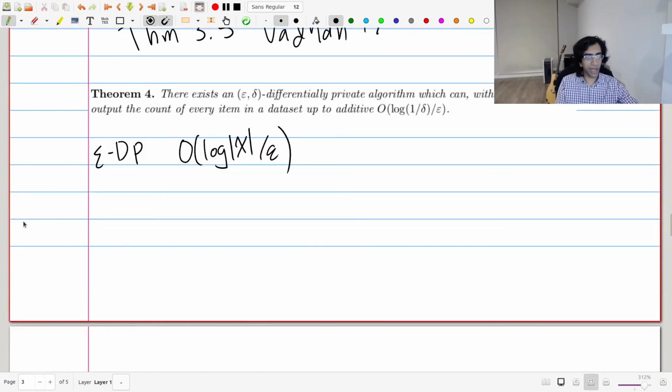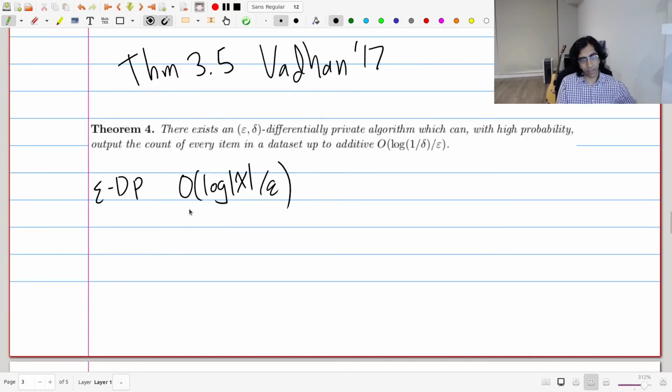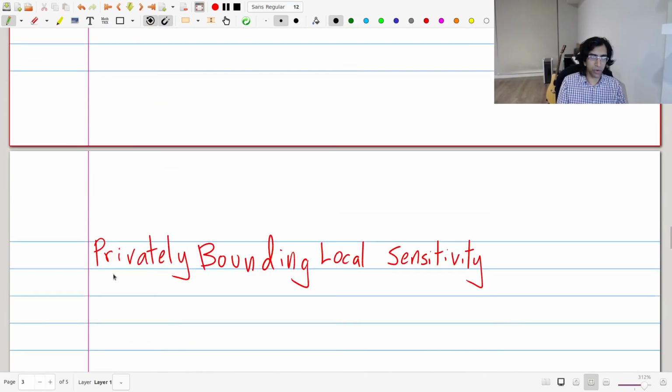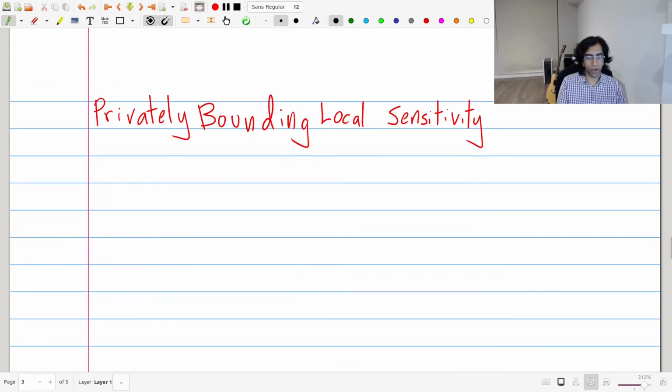Okay, so that's propose-test-release, which is the first method of going beyond global sensitivity and exploiting the local sensitivity. For the remainder of the lecture, I'm going to tell you briefly and quickly about two other approaches to how we might go beyond global sensitivity. And the first one is privately bounding the local sensitivity.